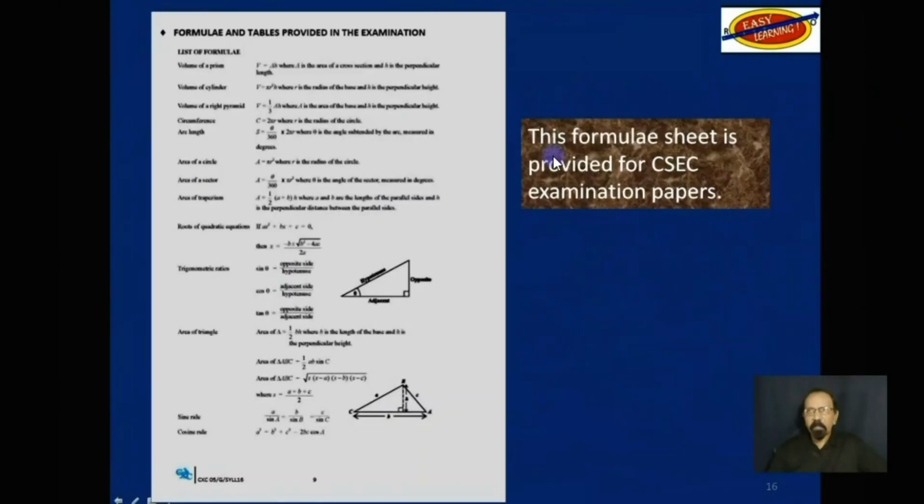Another reminder, this formula sheet that you see on the left is provided for the CSEC math examination papers, this formula sheet.